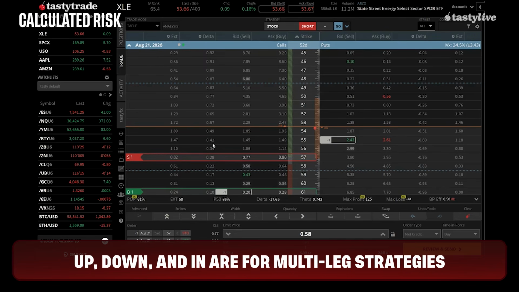But I typically am going to be looking to roll the side of the strategy that is not getting hit, that is not being tested. That is what I am rolling in.